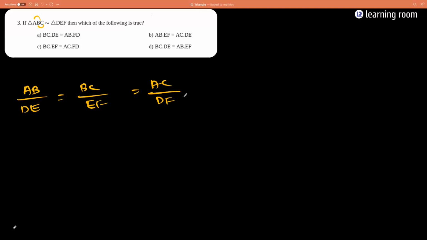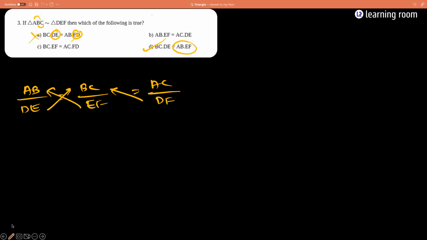So I need AB into EF. So I have this thing, AB into EF is equal to BC into D. I think the fourth option is right. No other options are matching, no? Did you check it? So BC into DE is possible, will be equal to AB into, this is where it is going wrong.